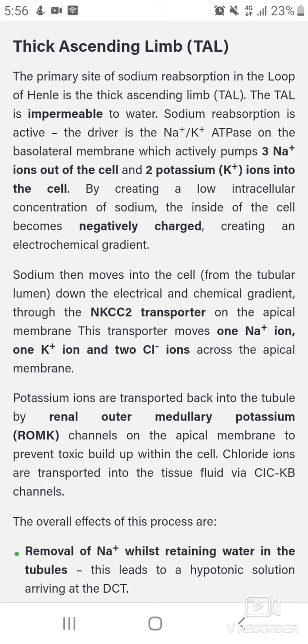By creating a low intracellular concentration of sodium, the inside of the cell becomes negatively charged, creating an electrochemical gradient. Sodium then moves into the cell from the tubular lumen down the electrical and chemical gradient through the NKCC2 transporter on the apical membrane. This transporter moves one Na+ ion, one K+ ion and two chloride ions across the apical membrane. Potassium ions are transported back into the tubule by renal outer medullary potassium channels on the apical membrane to prevent toxic buildup within the cell. Chloride ions are transported into the tissue fluid via ClC-Kb channels.